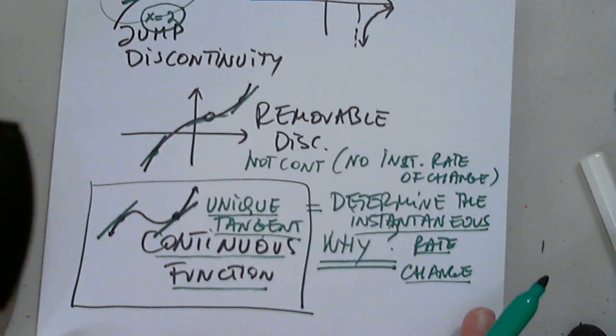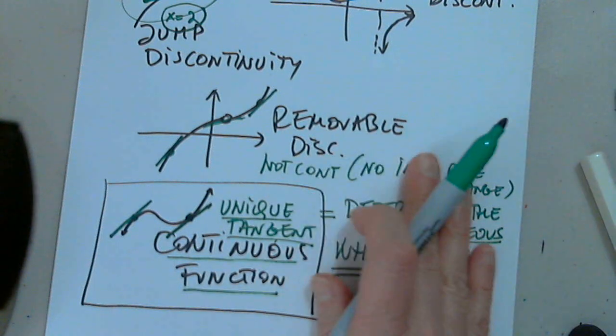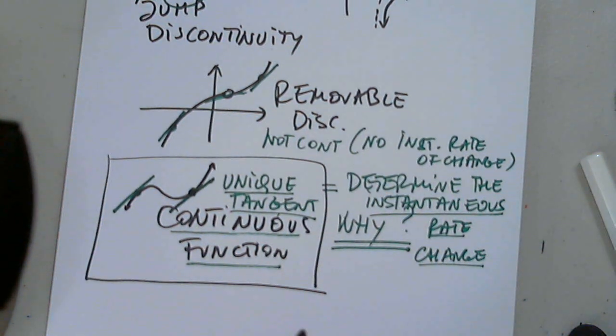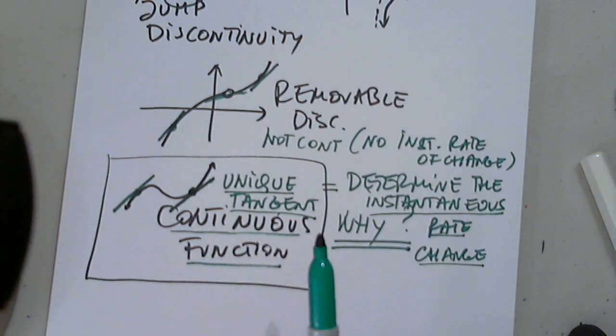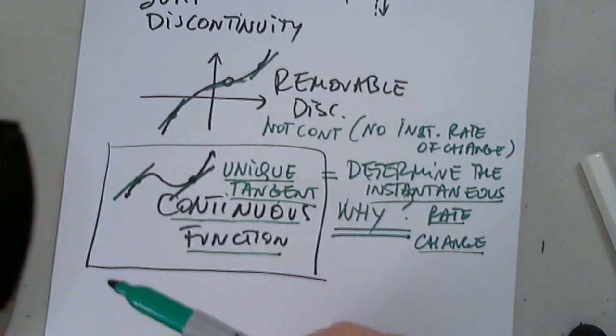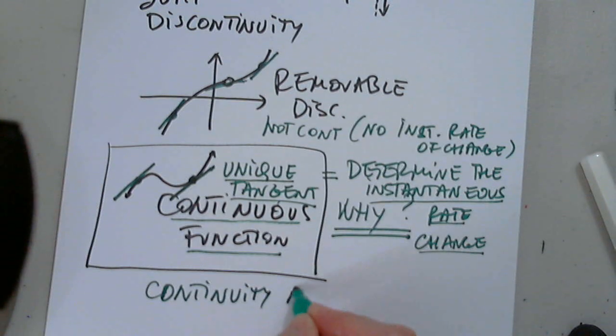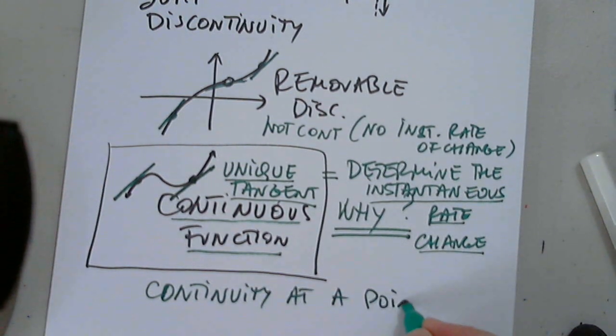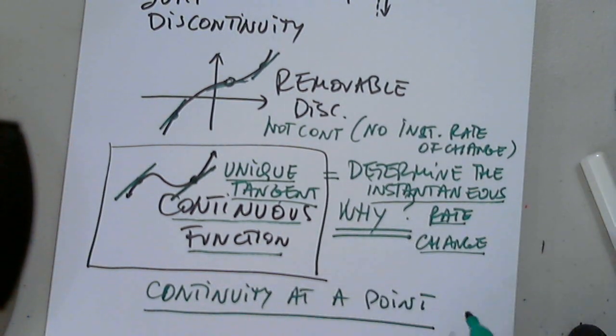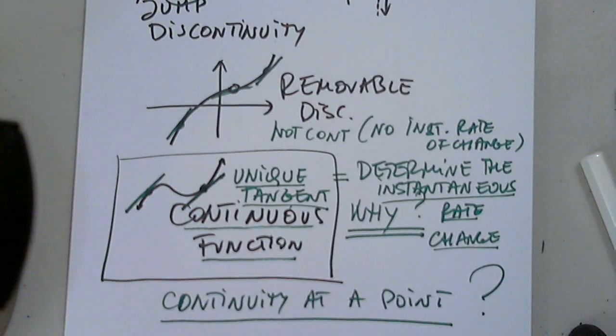Okay, enough of that. And now I'm preparing you for the next step. So finally, one definition is very important here. Continuity at a point. What is that, continuity at a point? I'm checking the time.